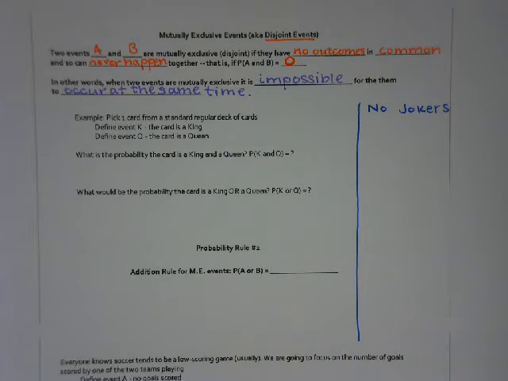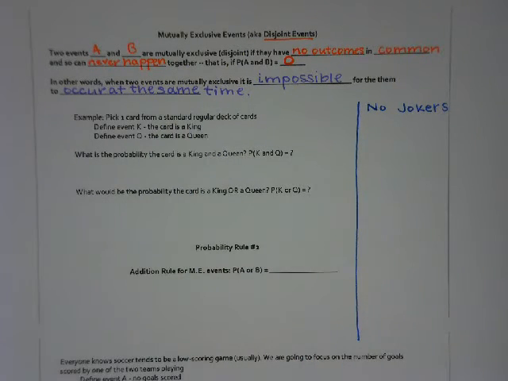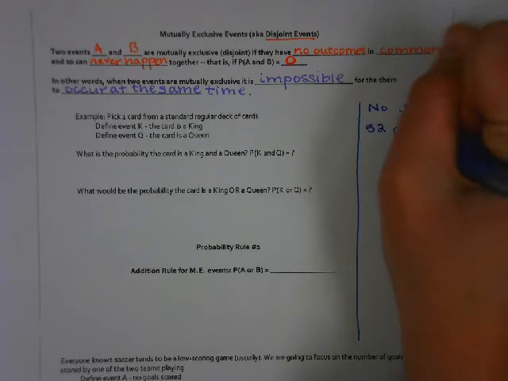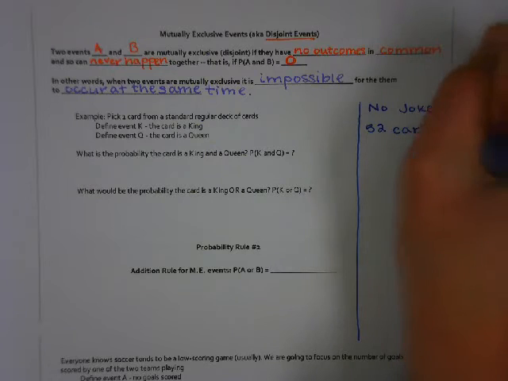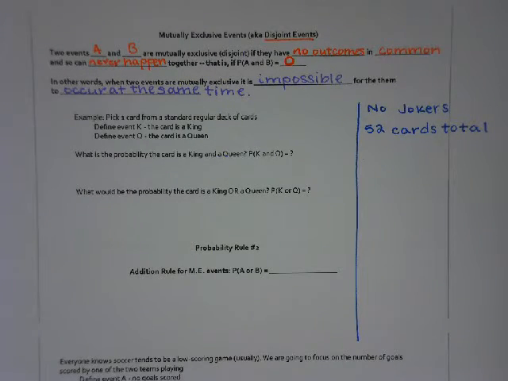So no jokers. We don't use jokers unless it specifically says so. Sometimes it's fun to add jokers to mess with the probability, but anytime you see standard regular, no jokers. There are 52 cards total. There are 4 suits.